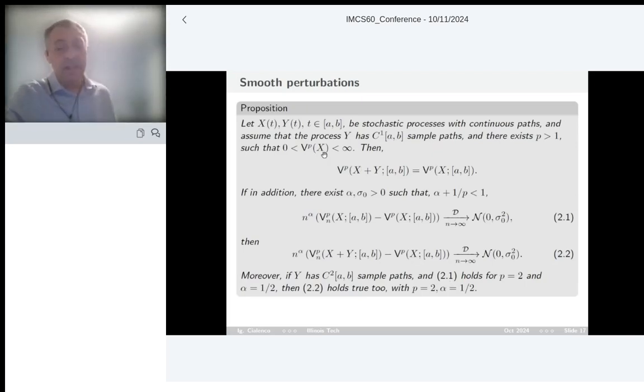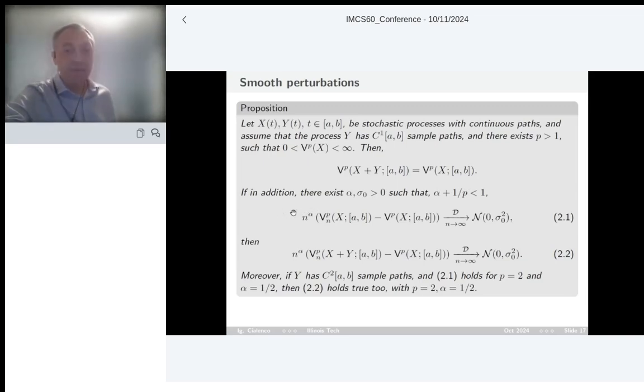Okay, so the first result that we show: this power variation is a good way to look at how rough a path is. And the rougher the path, the less continuity we have, the higher p we can take. Now, naturally, one would expect that if I make a perturbation by a smooth process, so if I take a process or a function x and I add something smooth, the power variation should not change. And this is indeed true. Intuitively clear, possible to prove.